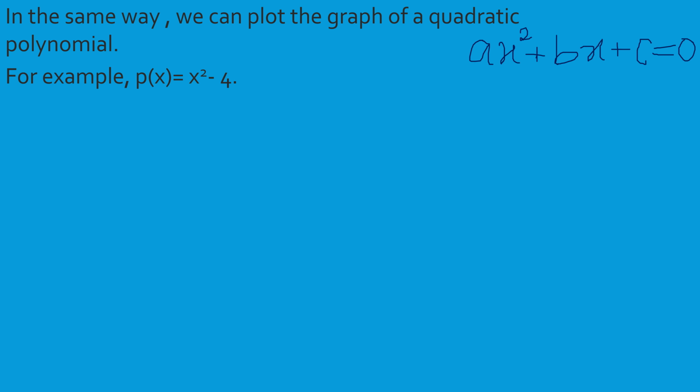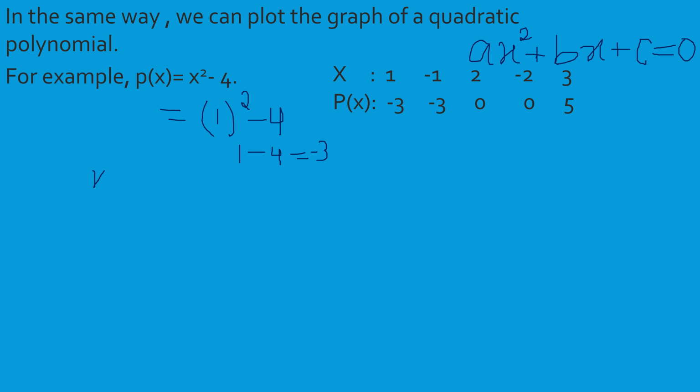For example, if we take p(x) is equal to x squared minus 4. So now what you have to do, you need to substitute the value. So let's say take x as 1. So if we have taken x as 1, what are we going to get? We get 1 square minus 4, which is 1 square is 1. So 1 minus 4 is minus 3. Hope this is clear. We can take one more value to understand.